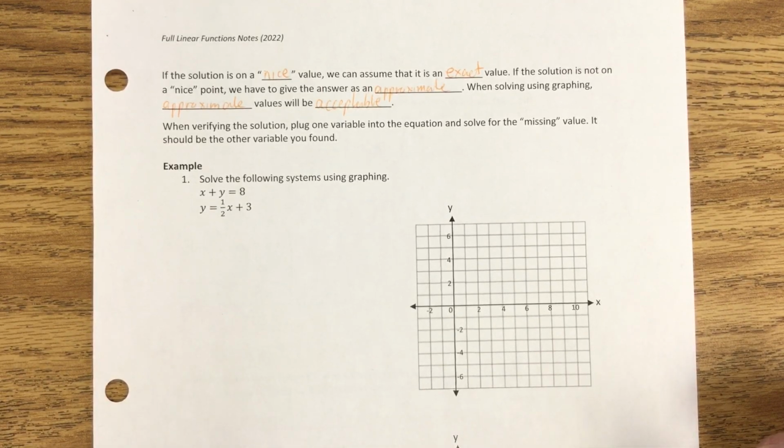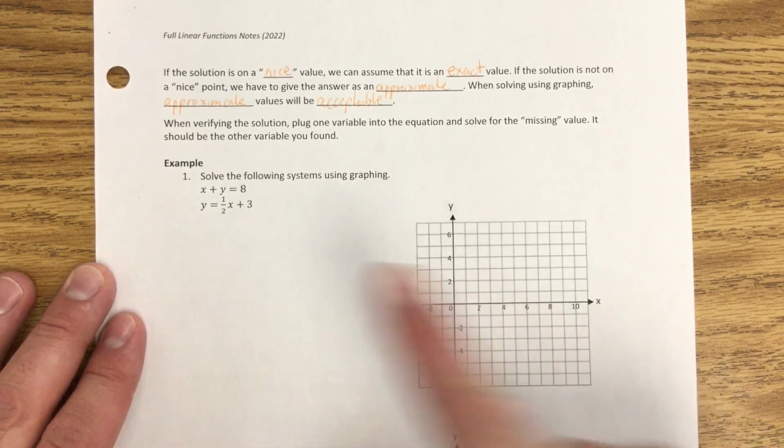When verifying the solution, plug one variable into the equation and solve for the missing value. It should be the other variable we found. If we have an approximate value, it's going to be close to the other one that we found. So let's solve this one here.